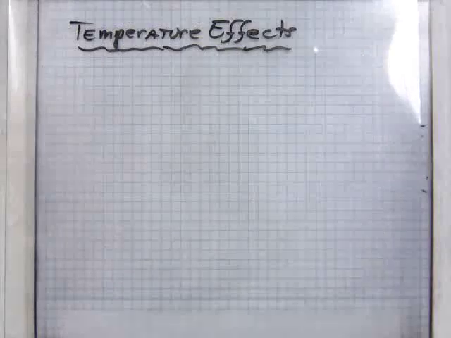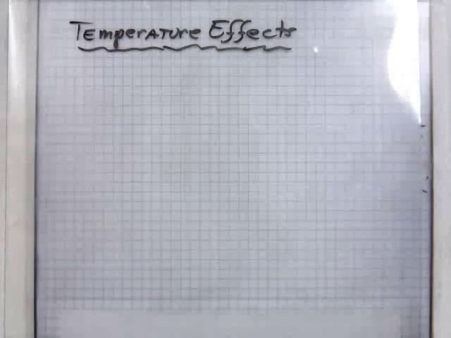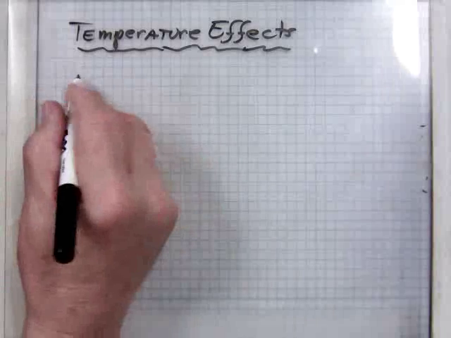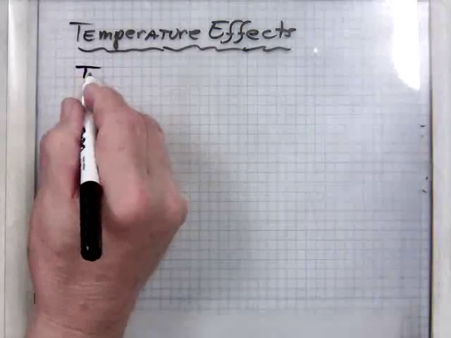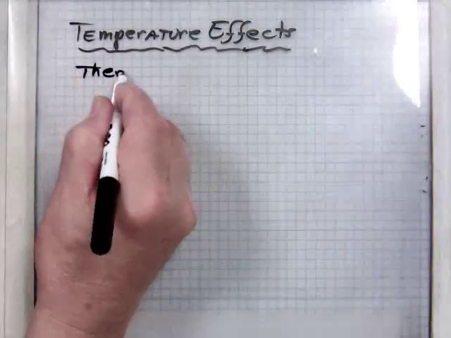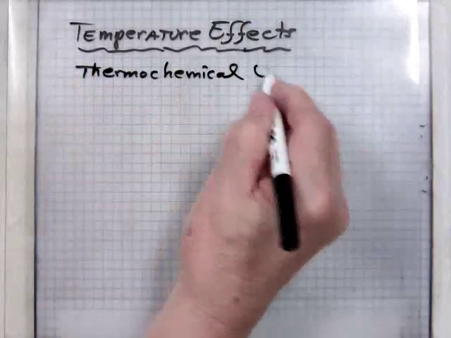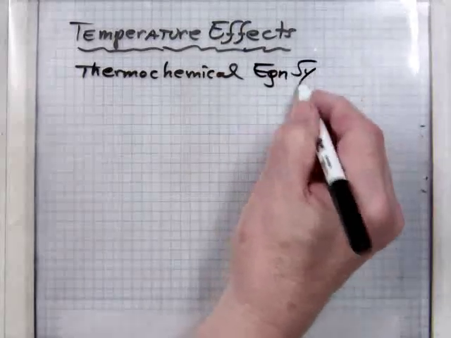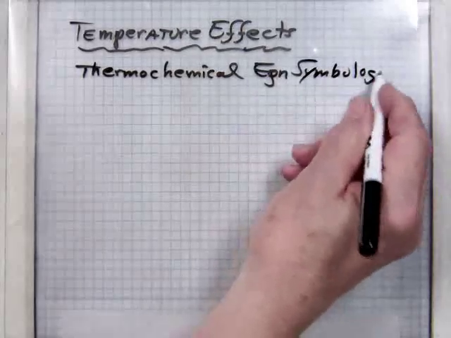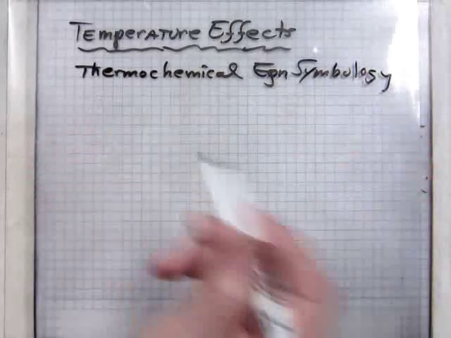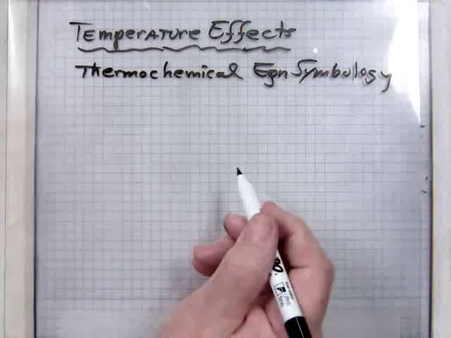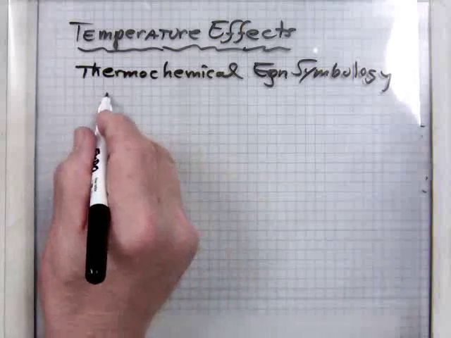To understand temperature effects and how the reaction shifts as you change reaction conditions, you have to understand what we call thermochemical equations, the notations and what they mean. So we begin this with thermochemical equation symbology. So you have two kinds of thermochemical equations, the endothermic equation and the exothermic. We'll start with the endothermic.